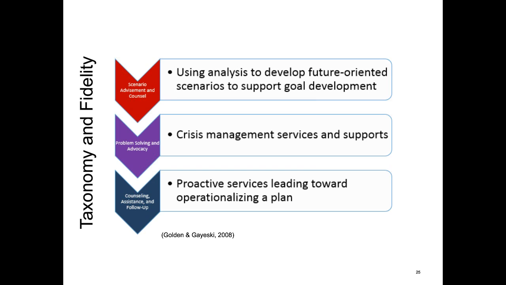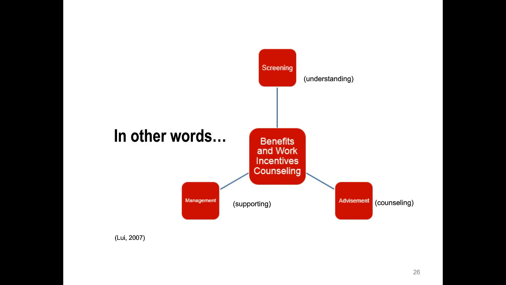And then finally, coaching, and this is really thinking about proactive services that are leading toward operationalizing a plan. How do we actually go beyond a person just making a decision, but actually helping them put an action plan into place? John Louis did some additional follow-up work, and he kind of boiled that taxonomy of 7 areas down into 3 primary functions. That function of screening, that function of advisement, and then that ongoing management, right? So understanding benefits, counseling about those benefits, and then supporting people in taking action.